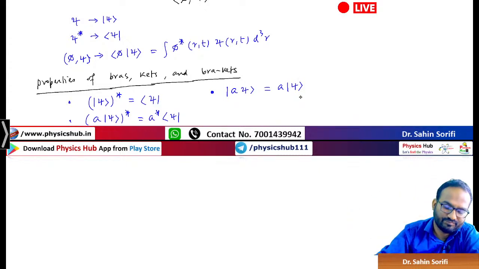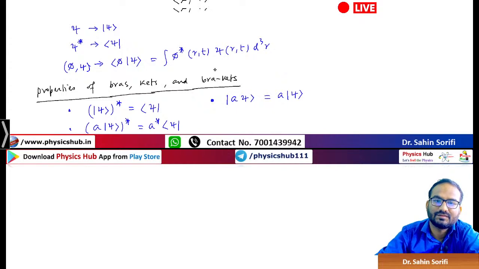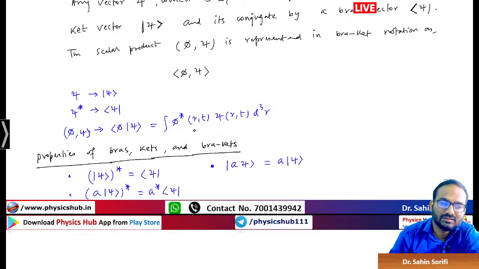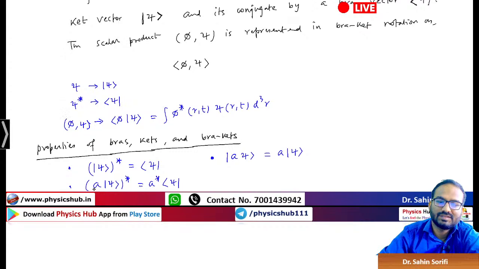So the first property: ket psi star is equal to bra psi. The complex conjugate of a ket gives you a bra. You took the complex conjugate of ket psi, that gives you bra psi. Here A is a scalar, so A star, and the complex conjugate of ket psi is bra psi.